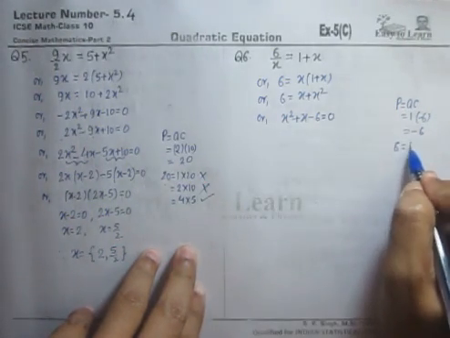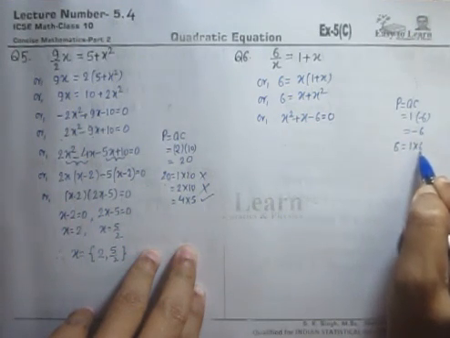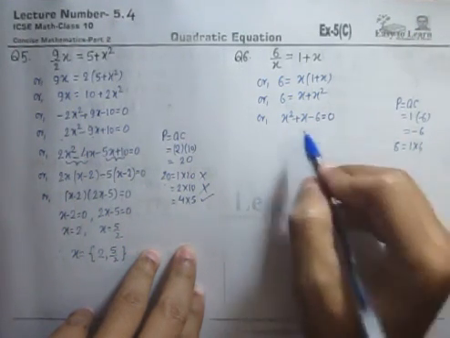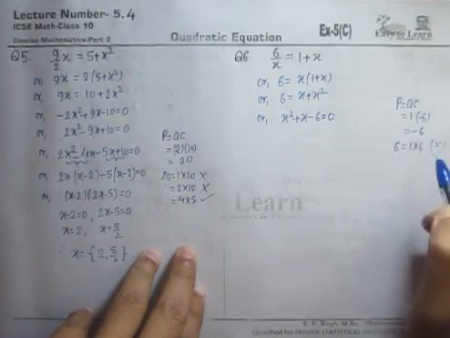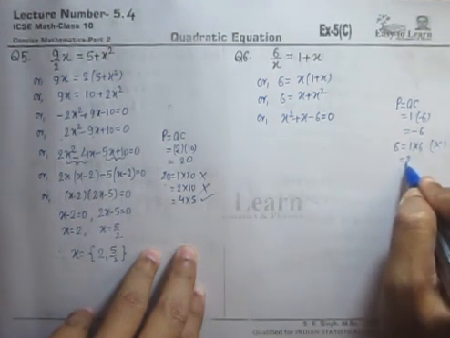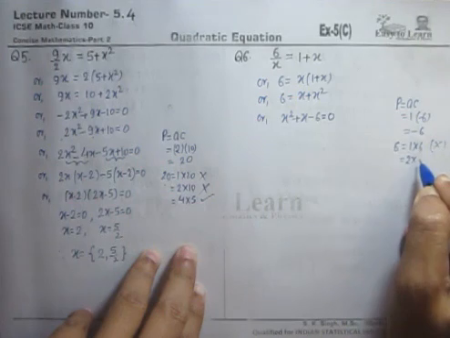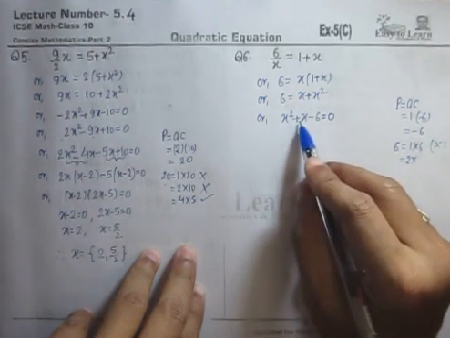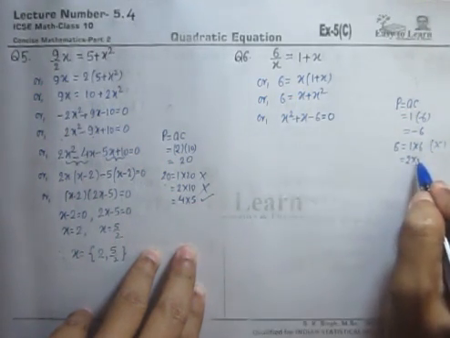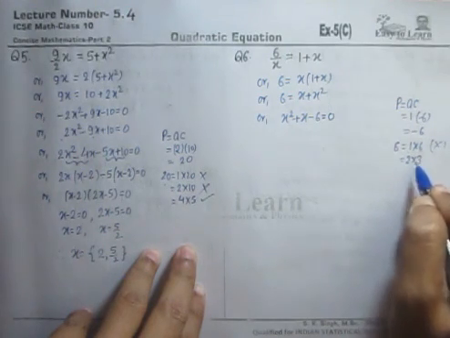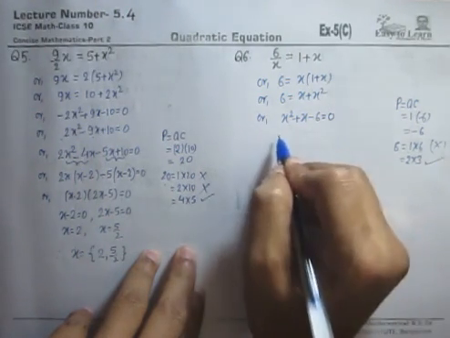So 6 can be written as 1 into 6. Here the sum is 6 plus 1, it will be 7. So this is not acceptable. Now it can be written as 2 into 3, where the difference must be equal to the coefficient of the middle term. Here the difference is what? 1. So it is acceptable.